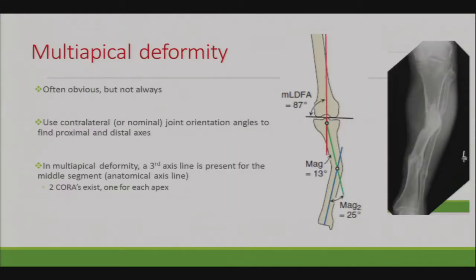Let's start with multi-apical deformity. Generally, diaphyseal, again, it's pretty obvious. But it can also have an apex up near the joint, or down near the ankle joint. So you should always check with your normal angles. In these cases, two CORAs exist, and there's a third axis line between those two CORAs. If I'm going too fast or something doesn't make sense, just stop me.